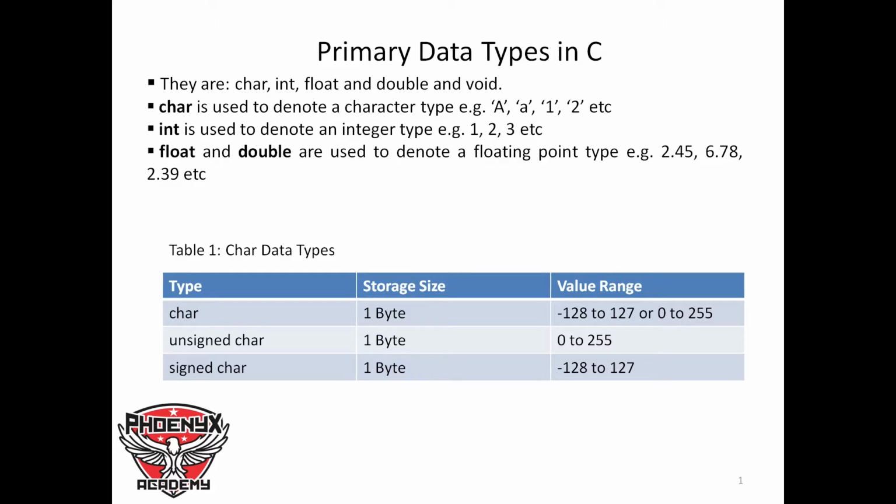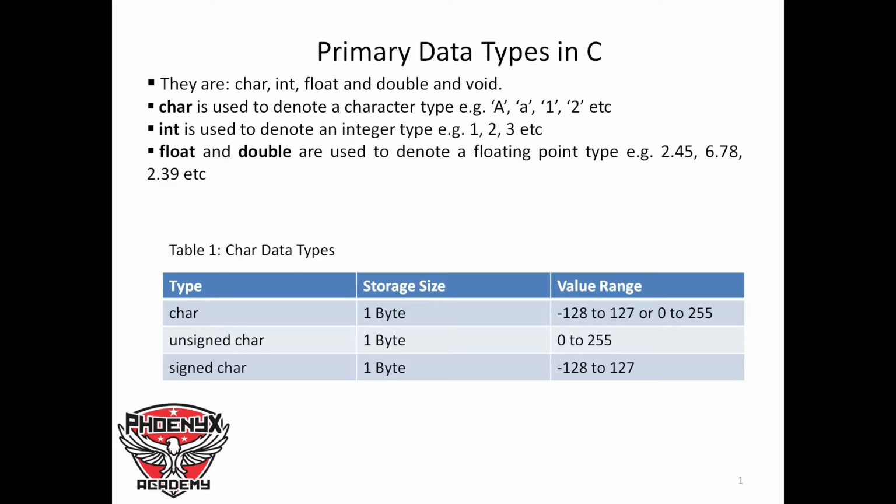Basically, we have what we call primary data types in C, and there are five of them. They are the character data type, which is denoted by char. An example of a character data type is the character A, in uppercase or lowercase, the characters 1 and 2, and many other examples.